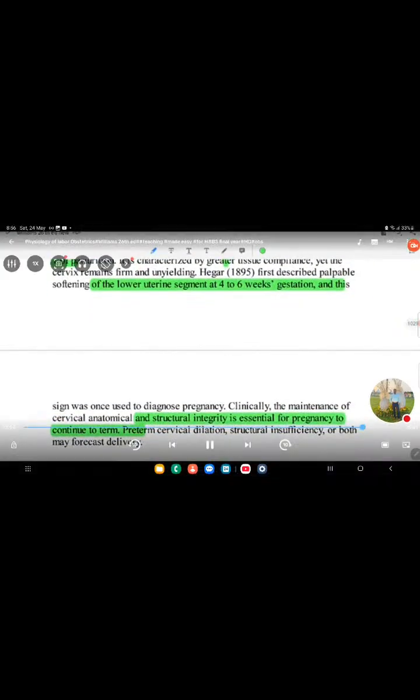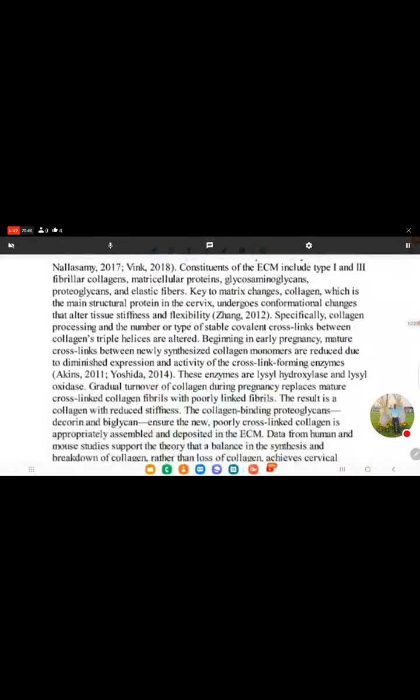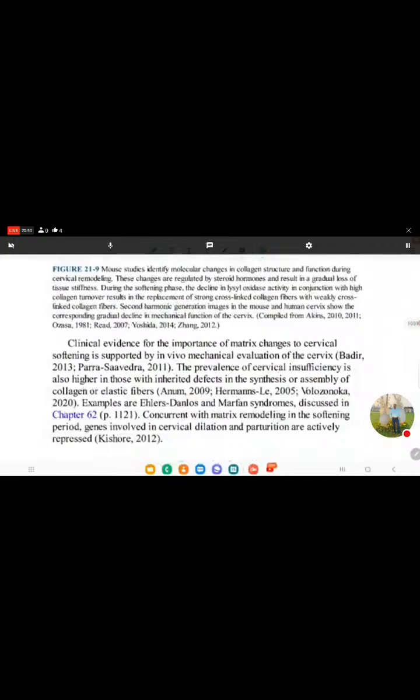This was first described by Hegar, so it is called Hegar sign, subtending of the cervix, cervical connective tissue.